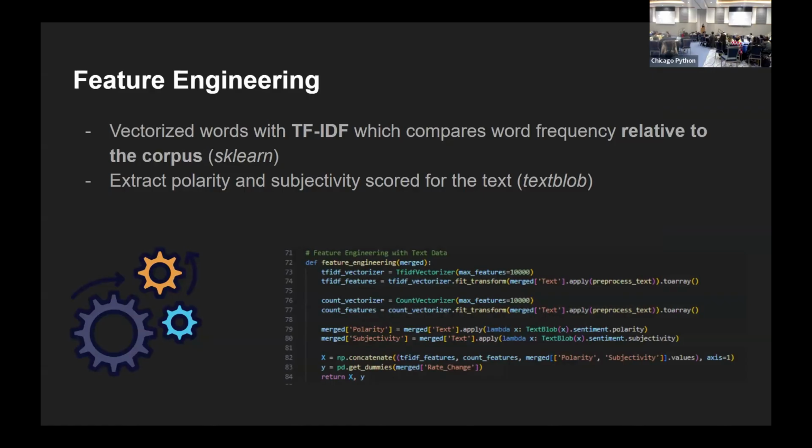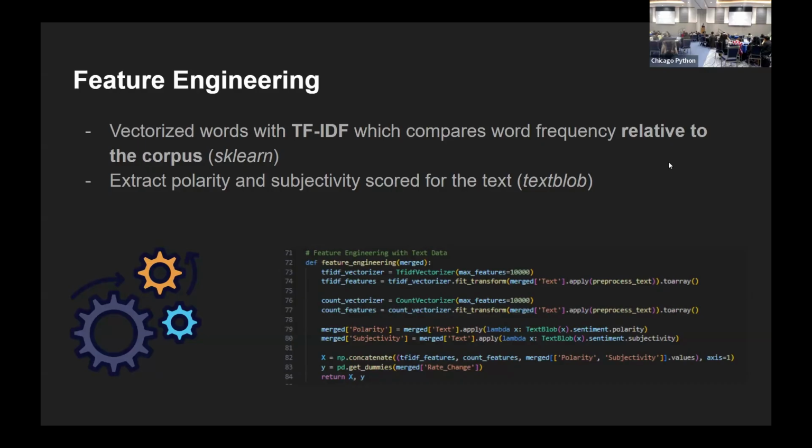So the first thing here was vectorizing the words, which is basically taking all of the words and putting them in a vector space in terms of word frequency. And I used 2 different methodologies for this. The main one is called TF-IDF, which compares the frequency of words in the document to a larger corpus of documents out there. A corpus is a larger collection of documents, basically. And I used sklearn for that. And then I also took in the documents and gave them each a polarity and subjectivity score.